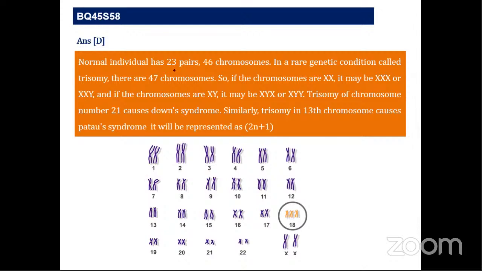See here, normally individuals have 23 pairs, that is 46 chromosomes. In a rare genetic condition called trisomy, there are 47 chromosomes. So if the chromosomes are XX, it may be triple X or it may be XXY. And if the chromosomes are XY, it may be XYX or XYY. Trisomy of chromosome number 21 causes Down syndrome. Then there is trisomy of the 13th chromosome also, which causes Patau's syndrome. These are the examples of trisomy.